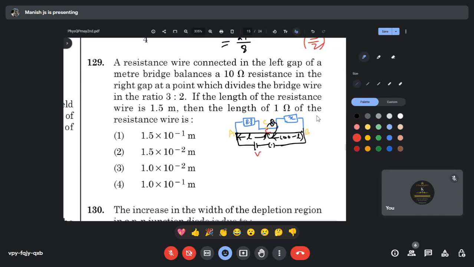So what is the balancing condition for a meter bridge? Resistance box, whatever resistance you are applying, so ratio of the resistance to the length. So RB upon L is equal to X upon 100 minus L. That is the relation that we have for the meter bridge circuit. Now, in this question, they have given you 10 ohms resistance in the right gap. So the right gap has got 10 ohms resistance.